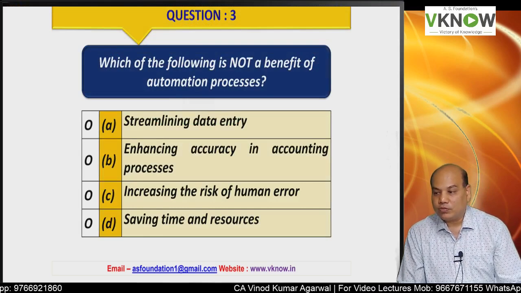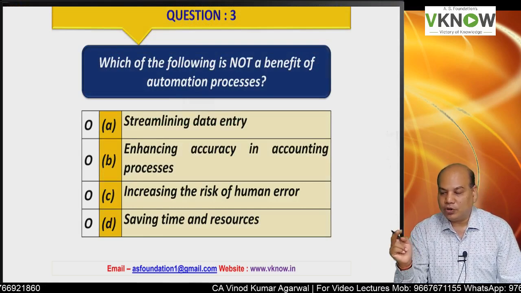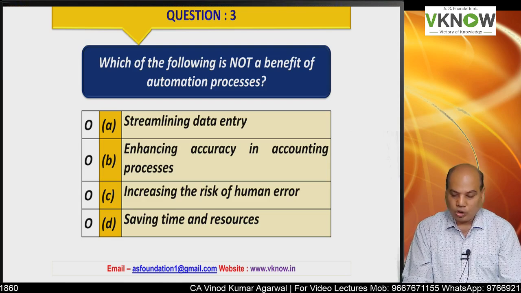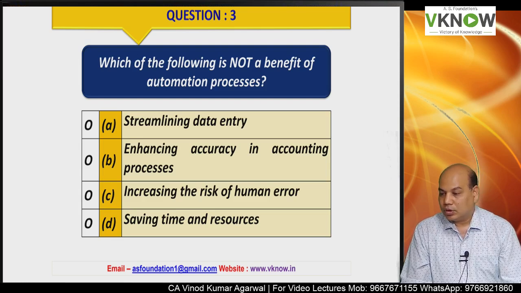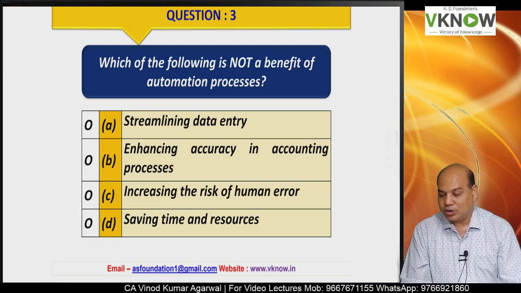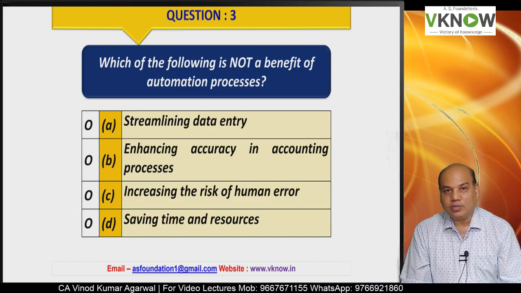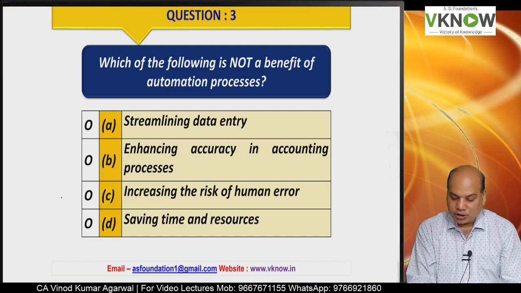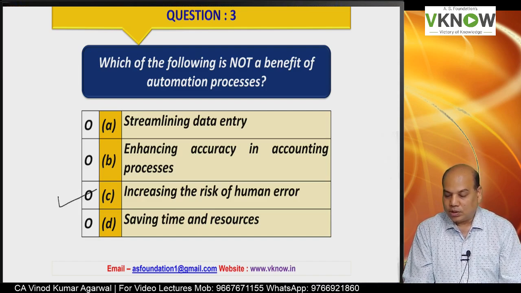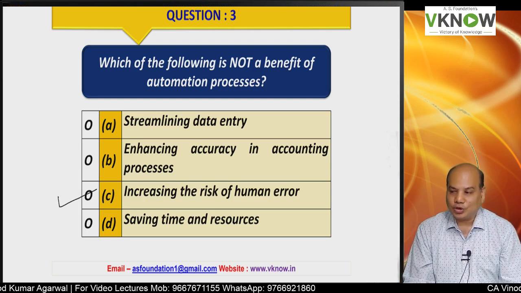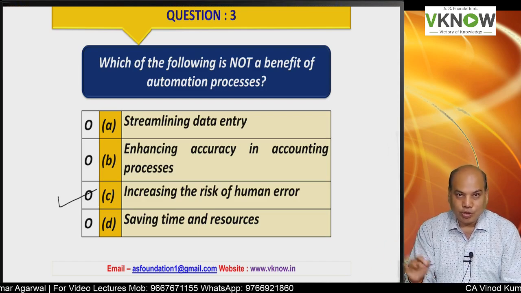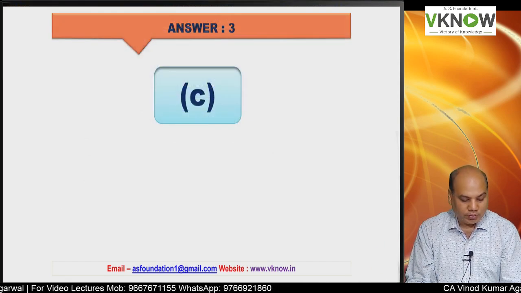Question number 3. Which of the following is not a benefit of automation process? Not a benefit. One is streamlined data entry. B, enhancing accuracy in accounting process. Then C, increasing the risk of human error. And fourth, saving time and resources. So very simple answer. This is not a benefit of automation process. Automation does not increase the risk of human error. Rather, it reduces the risk of human error. So tick mark C.